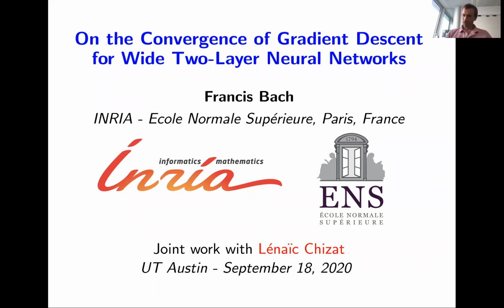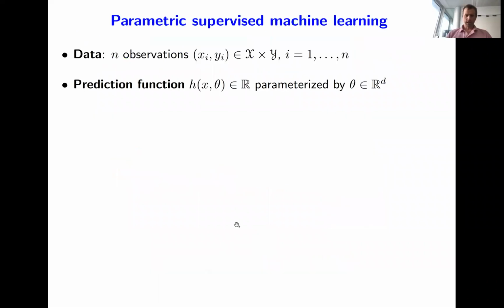So today I'm going to talk about joint work with Lénaïc Chizat, who was a former postdoc, now a researcher at CNRS in south of Paris. And the idea today is to talk about essentially two sets of papers we have worked on together, trying to analyze gradient descent for neural networks. So let me jump to the setup.